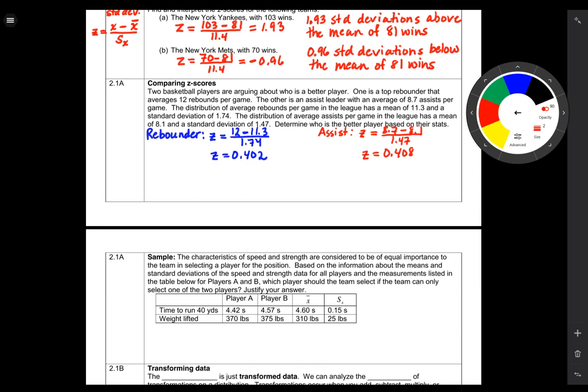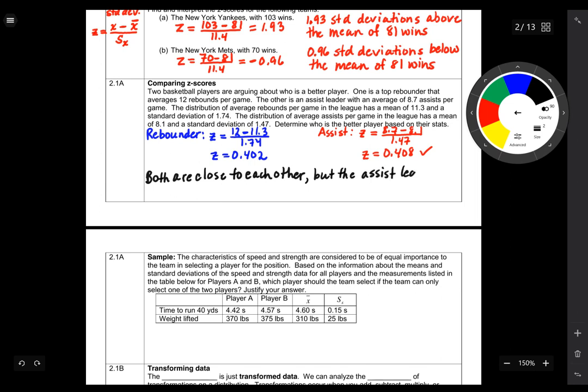So both are pretty close to each other. Both z-scores are close to each other, but the assist leader has a higher z-score. So we will determine that he is the better player based on the stats. So let's summarize that. Both are close to each other, but the assist leader has a higher z-score.